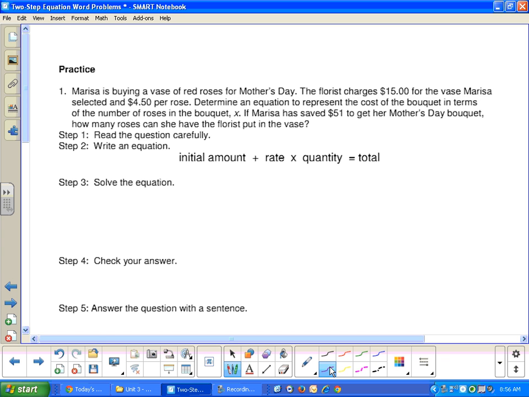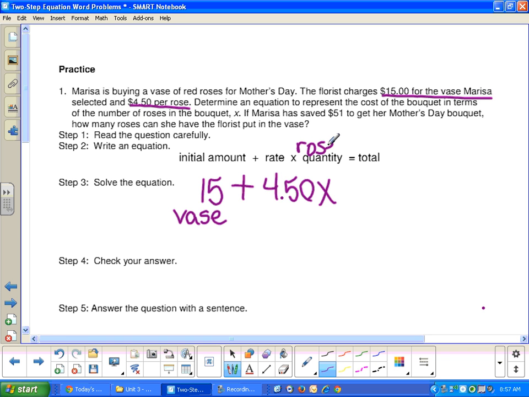What is she going to pay no matter what? $15 for the vase. Before she even picks out any roses, she has to pay $15 for the vase. Then we're going to look for those keywords: each, every, per. It's $4.50 per rose. So our rate is $4.50, and our quantity represents what? Roses. So this represents how many roses?